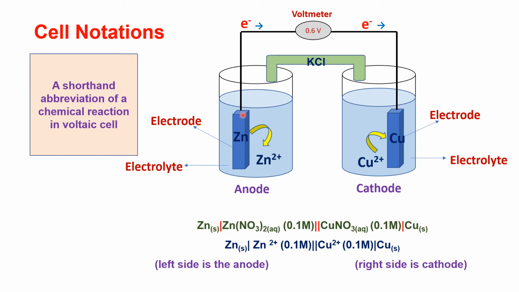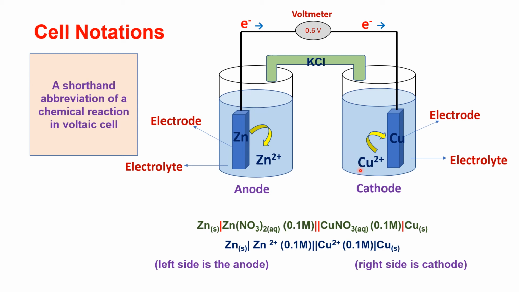Zinc electrode, which is in solid form, is followed by the zinc nitrate or zinc sulfate salt, but there is an interface between the zinc ion and the zinc solid, and that interface is the surface of the electrode. So this single line will show the interface. So zinc solid is separated from the zinc nitrate by this interface, and the molarity is 0.1 molar. It is followed by the salt bridge. Here the double line will show the salt bridge.